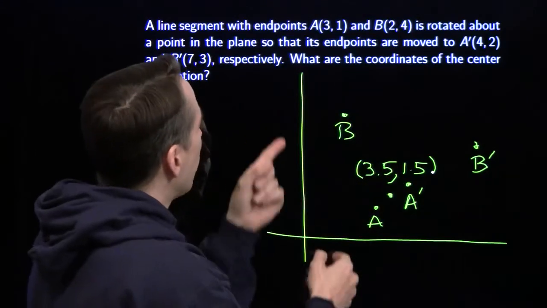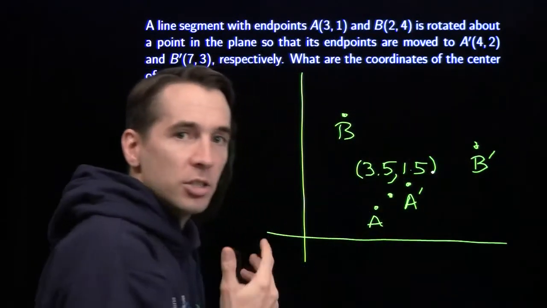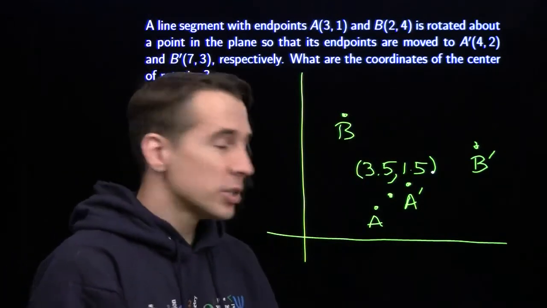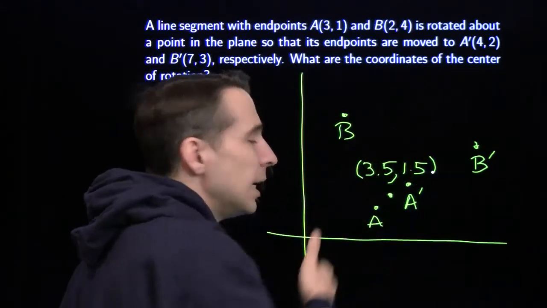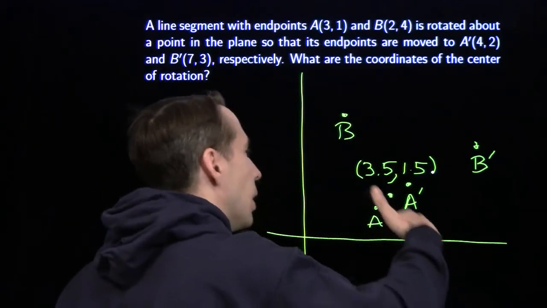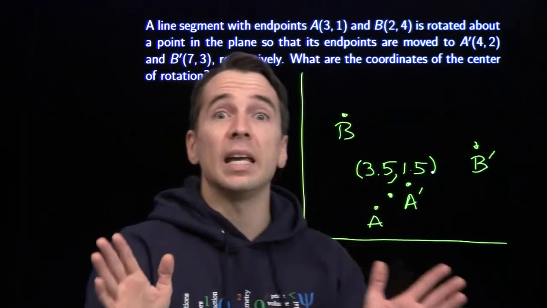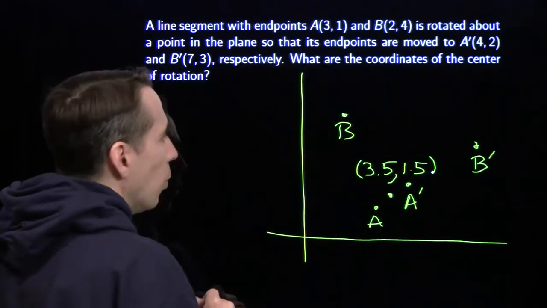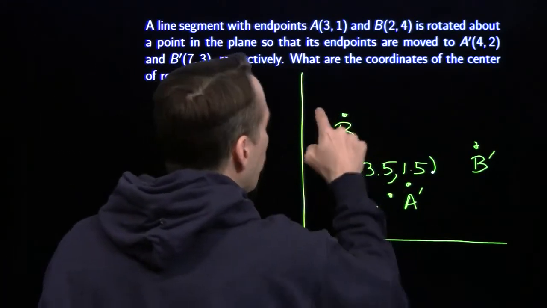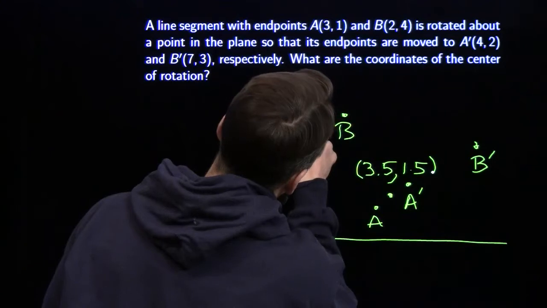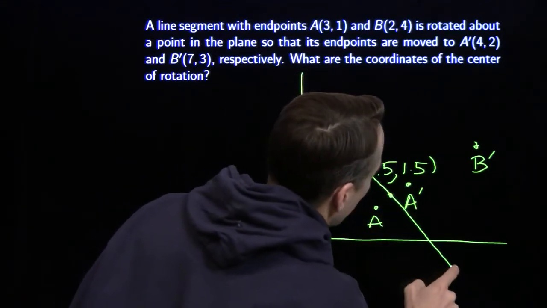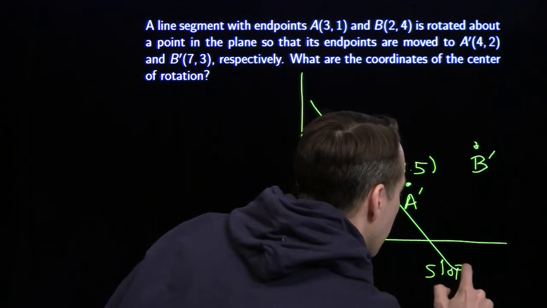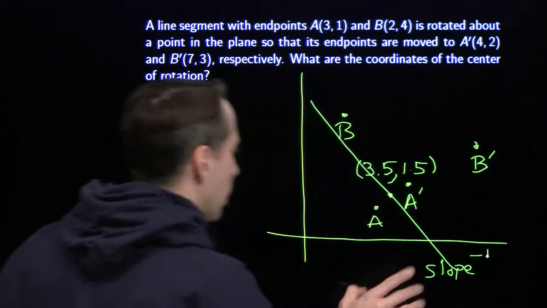The slope of AA prime, we take the difference in the y-coordinates. 1 minus 2 is negative 1. Divide by the difference in the x-coordinates. 3 minus 4 is negative 1 as well. So the slope of AA prime is 1. That tells us the slope of our perpendicular bisector is negative 1, because 2 lines are perpendicular when their slopes multiply to negative 1. So the slope of this perpendicular bisector, which I'm going to go ahead and sketch in, this slope is negative 1. All right?